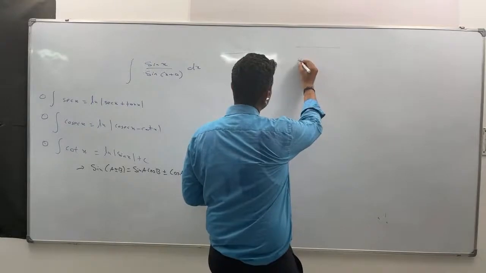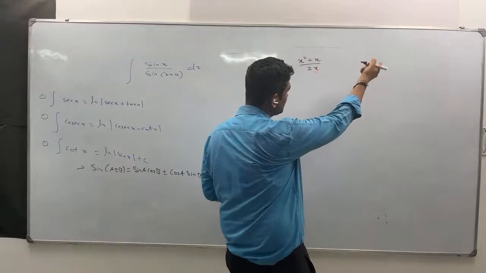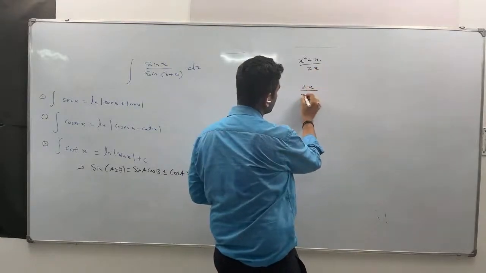Now, what we were saying is that if you have x square plus x by 2x, is it easy to simplify this or is it easy to simplify this?